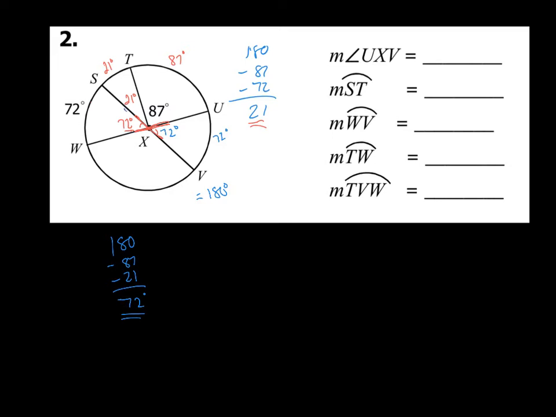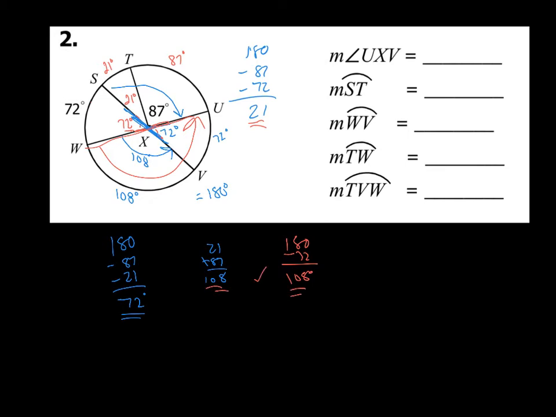Next, we'll take a look at up here, right? This entire piece here is vertical with this entire piece here. So if I take 21 plus 87, I'm going to get 108. So this must be 108 degrees. And this is also 108 degrees. How else could we have gotten this? We could have thought about this diameter right here, and that this is 180, so 180 minus 72 is also 108 degrees. So that checks out either way.